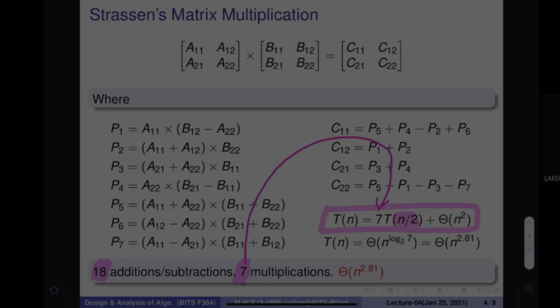Then if you want to do the additions, it is again order of n square, because as I told you, that size is only n by 2 cross n by 2. So it becomes n square by 4. N square by 4 is order of n square. Even if you multiply with 18 or 4 or whatever, it again remains order of n square. So this is the recurrence relation that arises from this particular problem formulation.